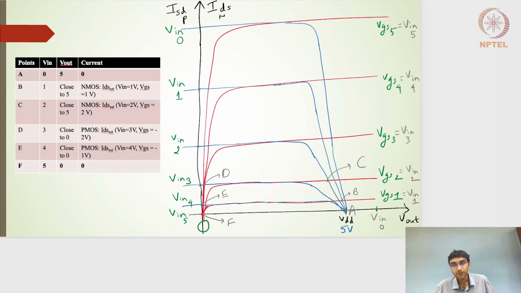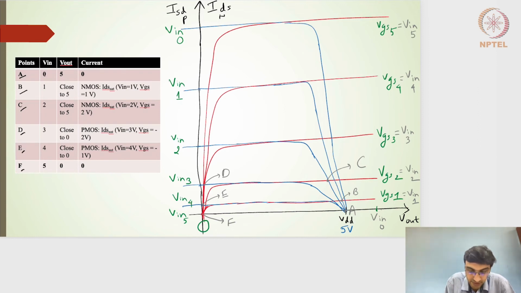So to be very specific with respect to the points A, B, C, D, E, F, I've drawn a table here. The profile is nothing but the same: the NMOS current profile with respect to Vout, and the PMOS current profile with respect to Vout, for different values of input voltages. The intersection points give me A, B, C, D, E, F. So these intersection points, I have written down as A, B, C, D, E, F.